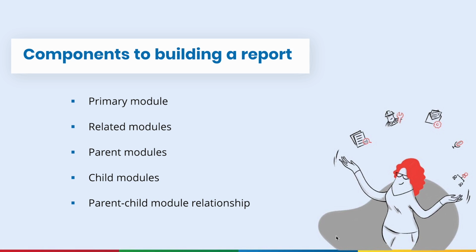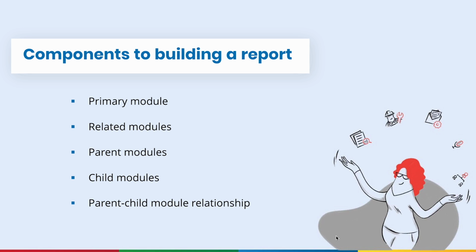Now let's understand the important components to building a report. The new revamped reports module allows you to combine more related modules than ever. The relationship between two modules is defined as parent and child module. The parent listing shows all the modules referred to in the lookup fields of the primary module, whereas the child listing shows all the modules referred to in the related lists of the primary module. If you want only the primary module to create the report, you can skip choosing a child module.